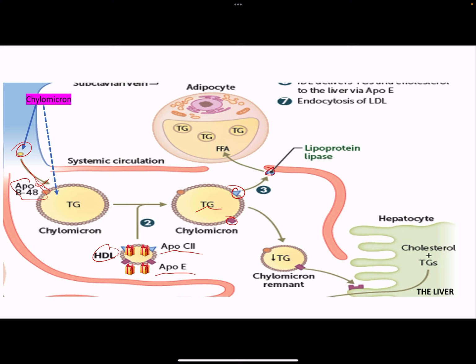The lipoprotein lipase is, again, we're in the peripheral tissue. This is an endothelial cell. This is inactive, though, until it interacts with the ApoC2. Now that it's active, that's me cutting all of the triglycerides and putting them into the adipocyte where we can get stored. This shrinks the size of the chylomicron. We now call it a chylomicron remnant.